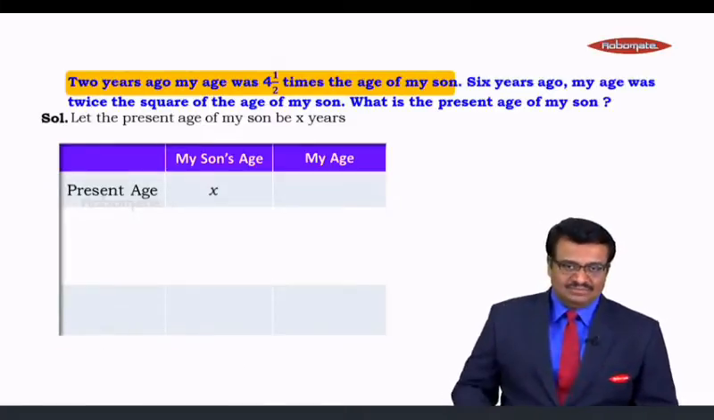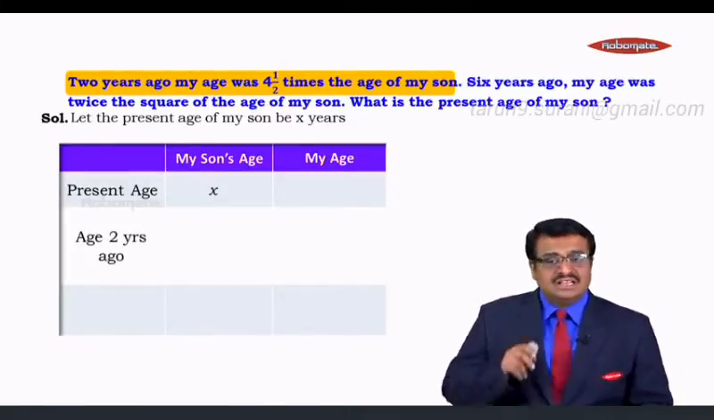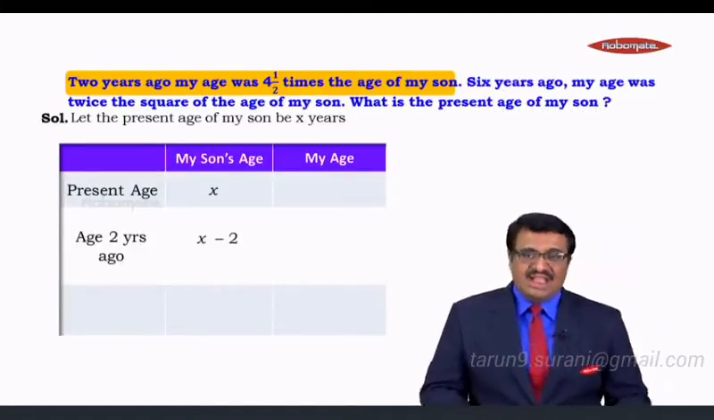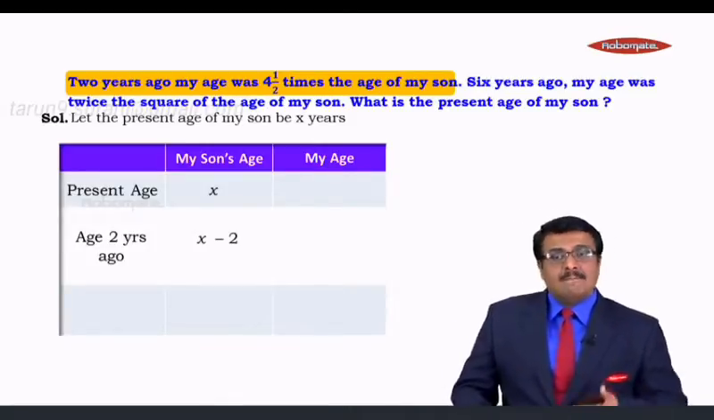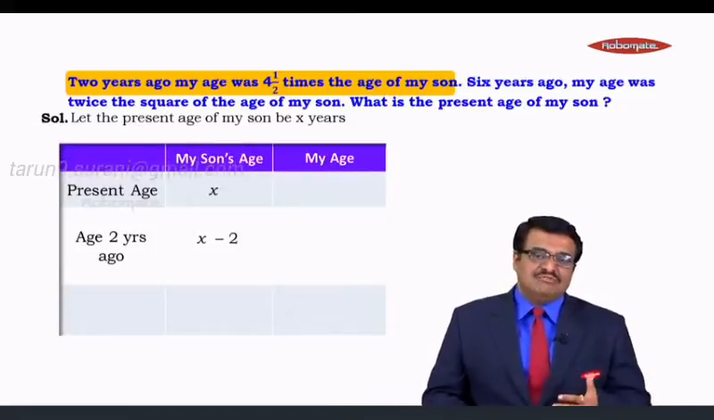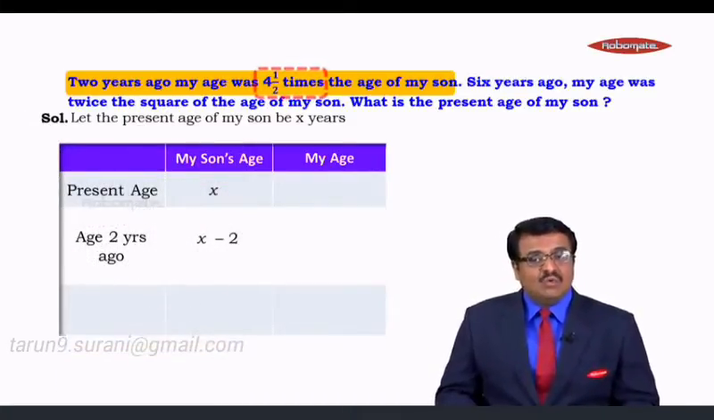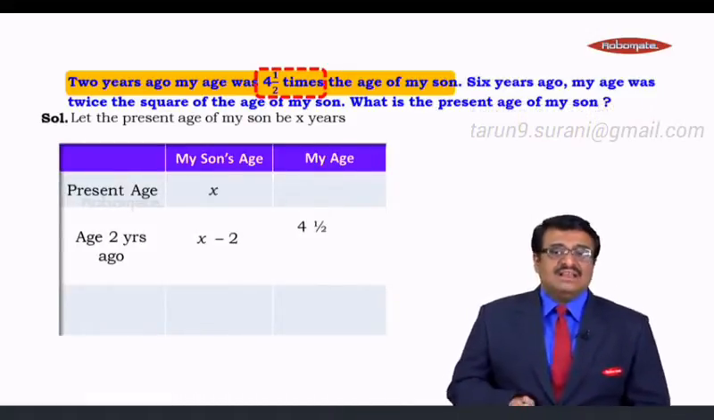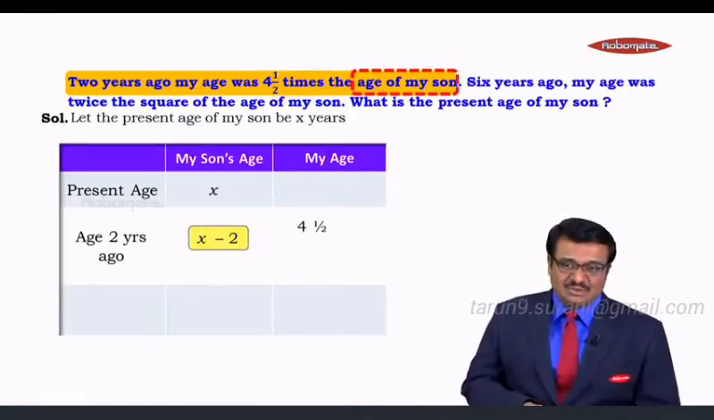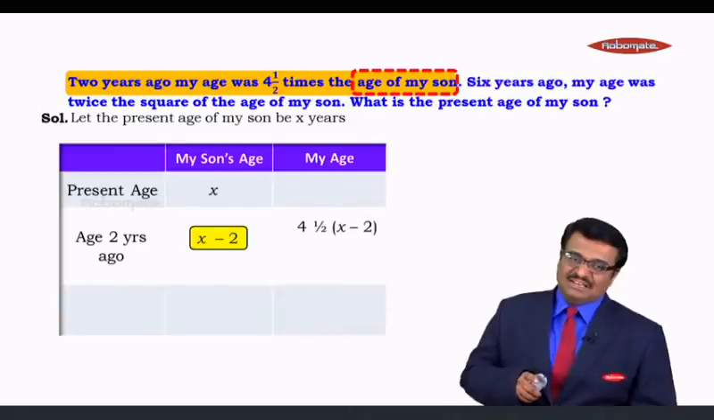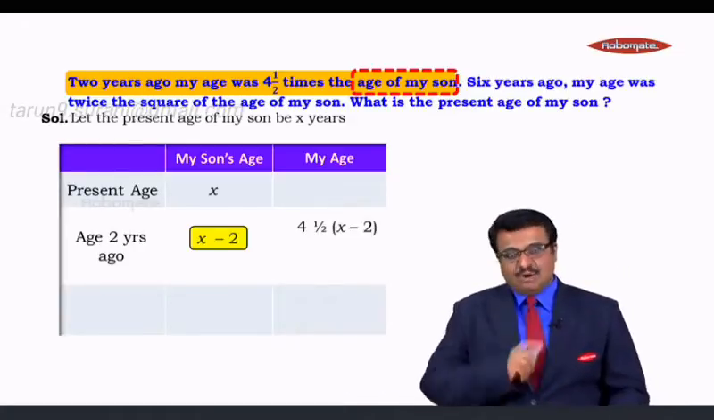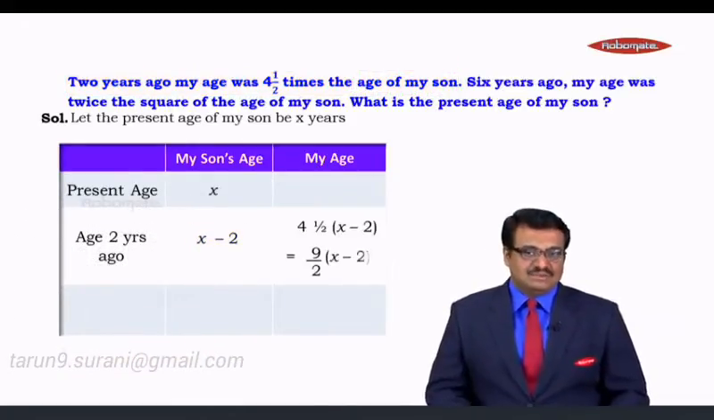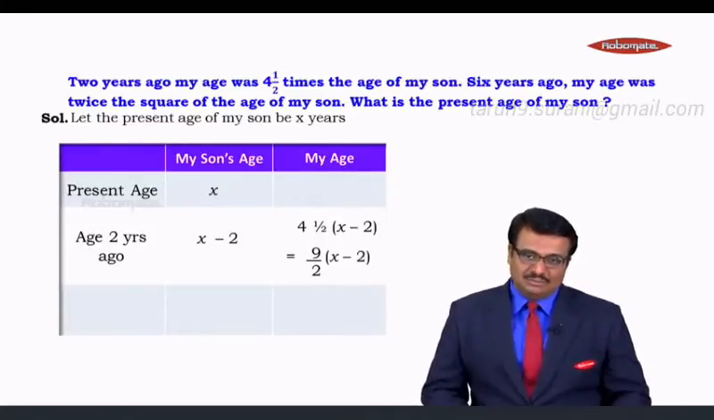Now 2 years ago. Today's son is x years old. His age 2 years ago will be how much? x minus 2 years. And in the first line it is said, 2 years ago my age was 4.5 times the age of my son. 2 years ago my age was, means is equal to, 4.5 times the age of my son, and the age of my son is x minus 2. So it becomes 4.5 into x minus 2. Now 4.5 is a mixed fraction. Let us make it a proper fraction. So it becomes 2 fours are 8, 8 plus 1 is 9, 9 upon 2 into x minus 2, right? So this is my age 2 years ago, right?